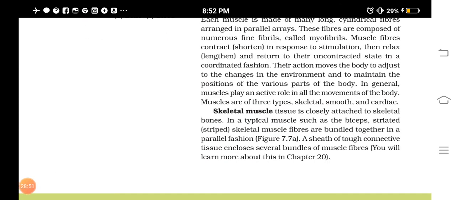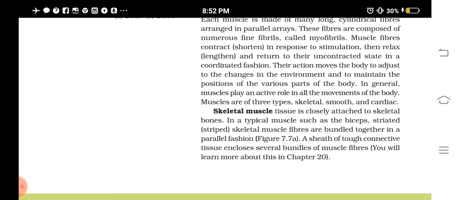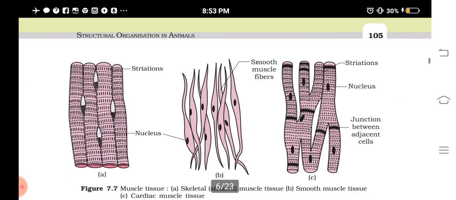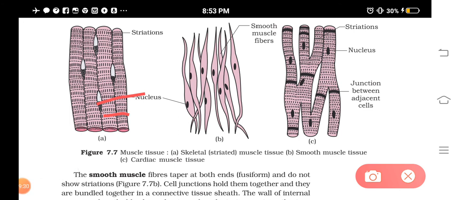And there are three different types of muscular tissues. They are skeletal, smooth and cardiac tissues. Skeletal tissues are seen attached to the skeletal system, like the tissue present in the biceps. And you can see that they are striated. Striated means you can see striations, dark and light bands, in them. Understood? And they are cylindrical in shape.